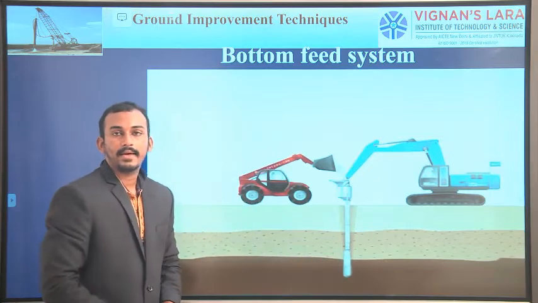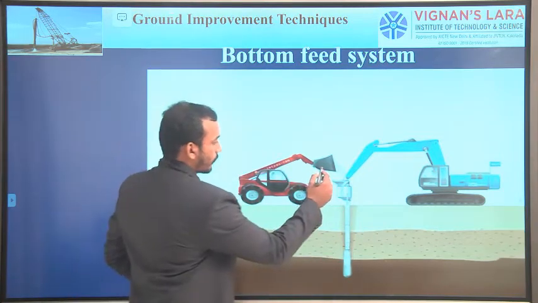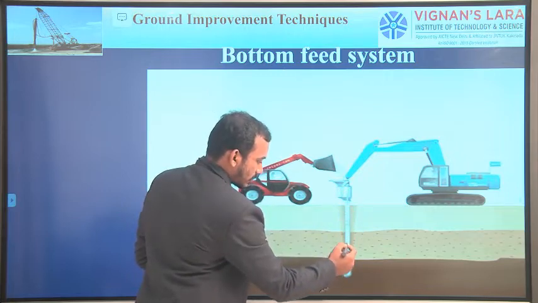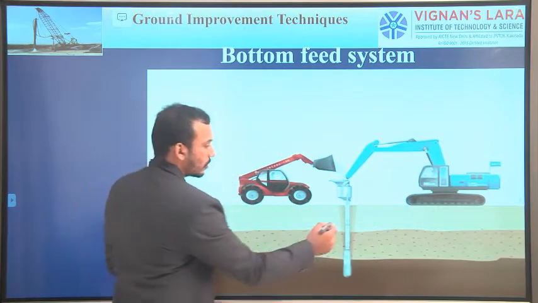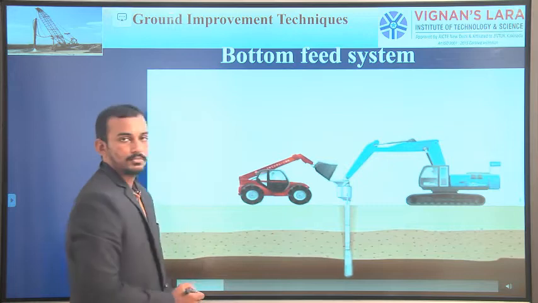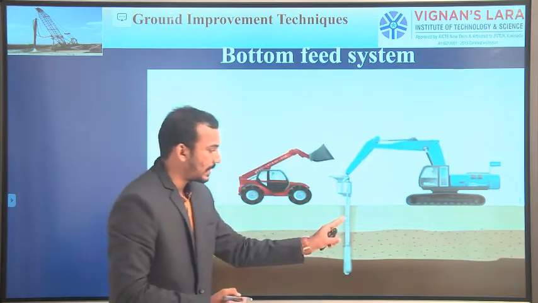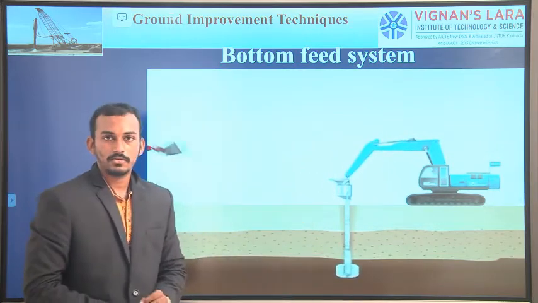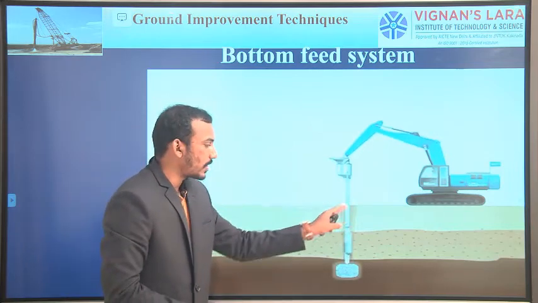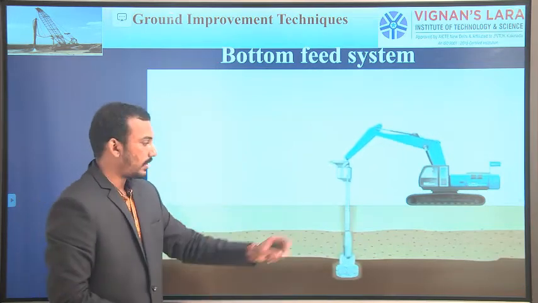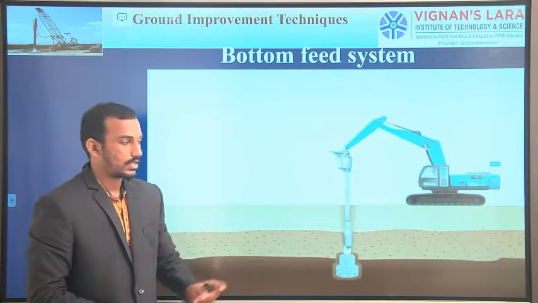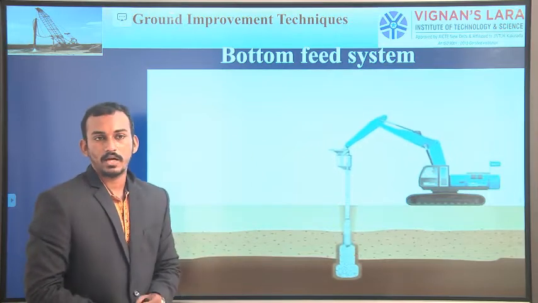A pipe is already connected to the probe. From the top, the stones reach the bottom. There is no space between the probe and the surface. In the previous one, there is a clear space between the probe and the ground surface, and in that space we are laying the stones. But here, there is no water jet. We are just penetrating using horizontal vibrations.